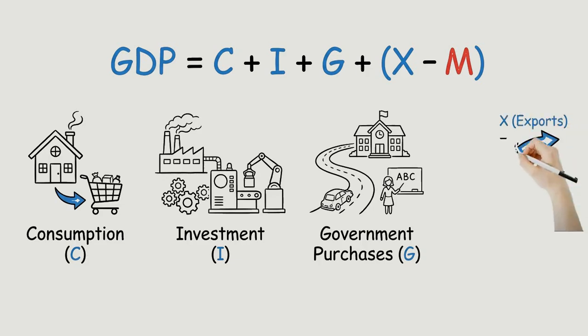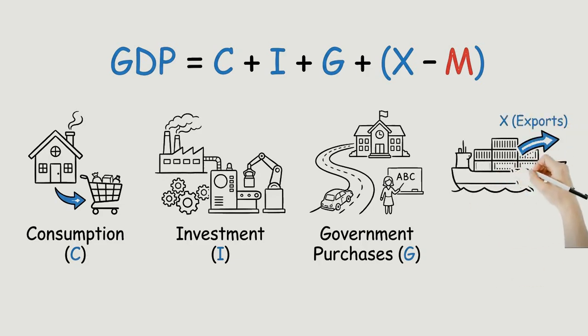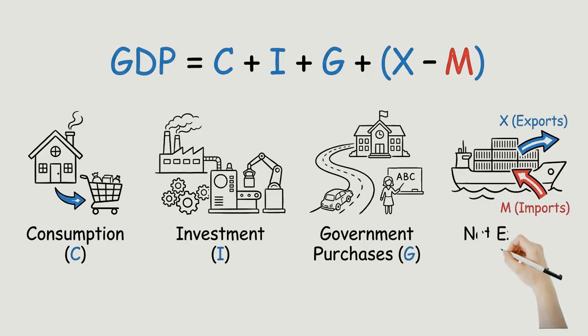Exports are added because they are produced here and sold abroad. Imports are subtracted because they are produced elsewhere, even though households or firms may buy them.